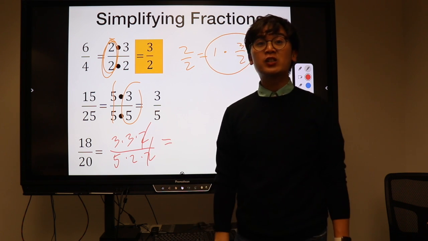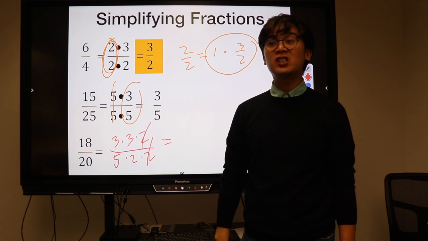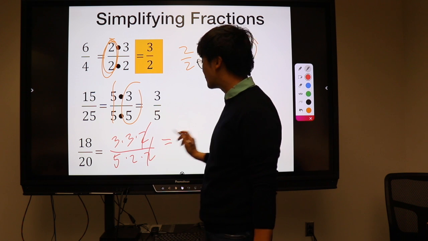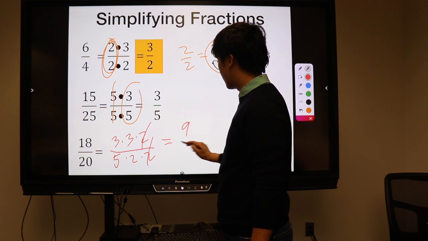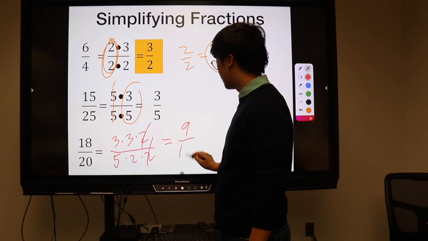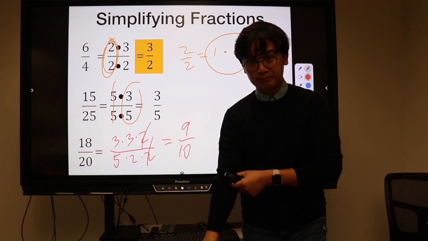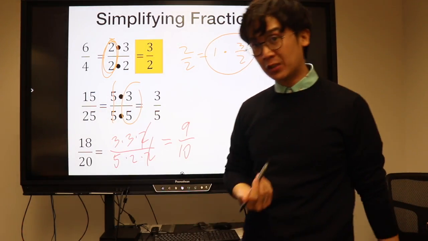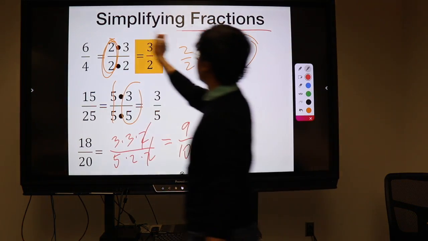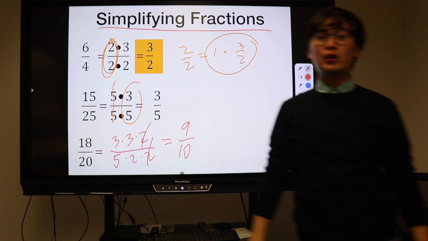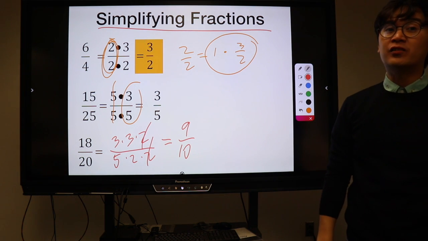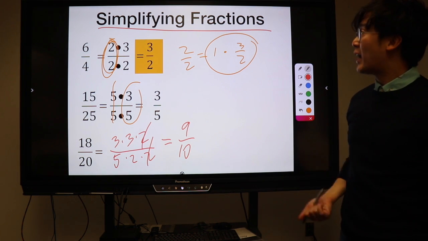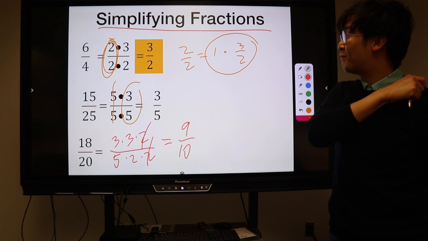No. So when there's nothing else to cancel, just combine them by multiplication. What's 3 times 3? 9. What's 5 times 2? 10. And that is the simplest form. So whatever is left, you just put them back together and that is the simplest form. So what you're doing is simplifying using the prime factors of your numbers. And why do you need to know prime factors?